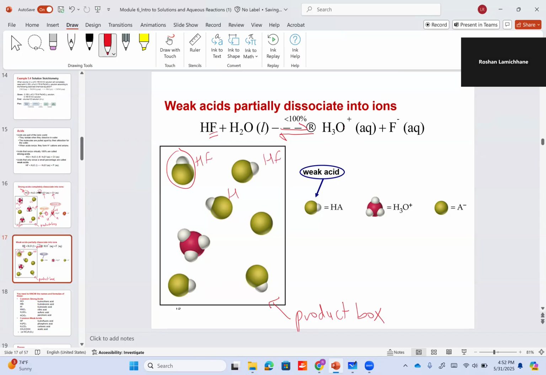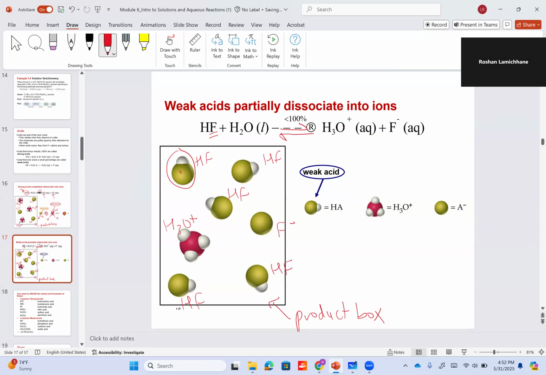HF, HF. Yes, I do have my product right here: H3O plus, and then F minus. But HF is still left. HF is still left. So what's this telling me based on this box?